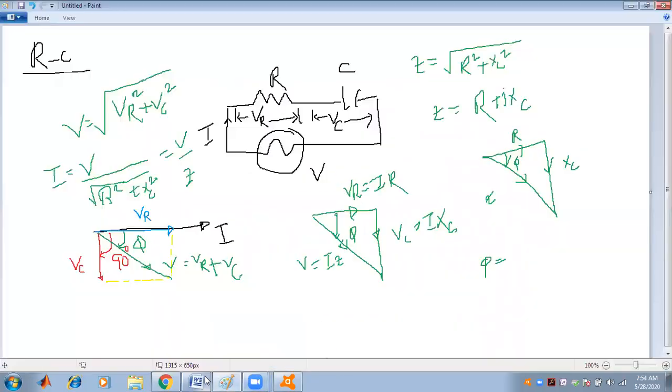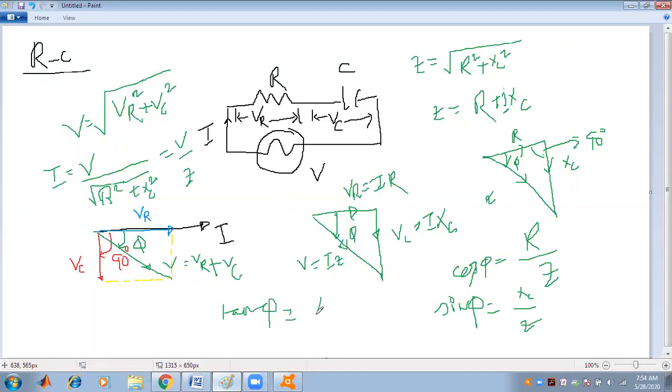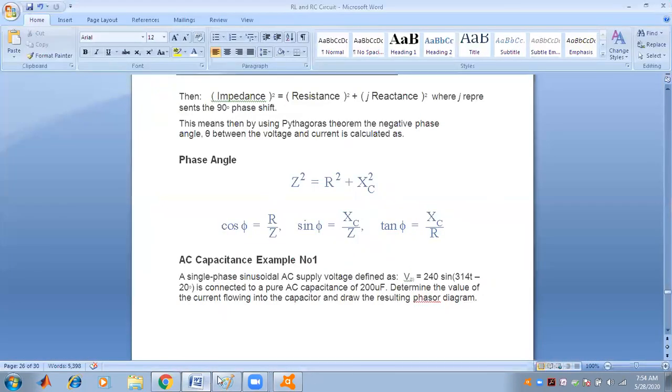So cos phi equal to R by Z. From that, the 90 degree rotation is due to the presence of the j notation, that is why this is the 90 degree rotation. And sine phi will be XC by Z, and tan phi will be XC by R. The sine phi will be XC by Z, and tan phi will be XC by R.